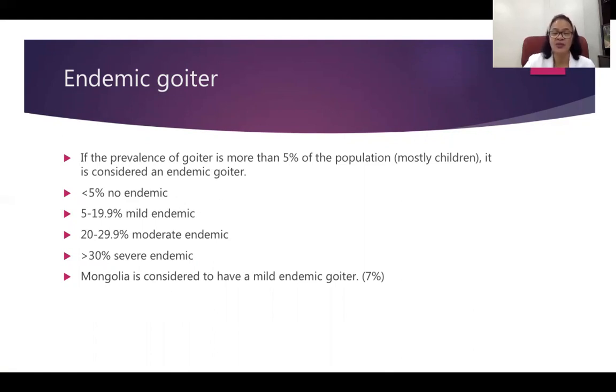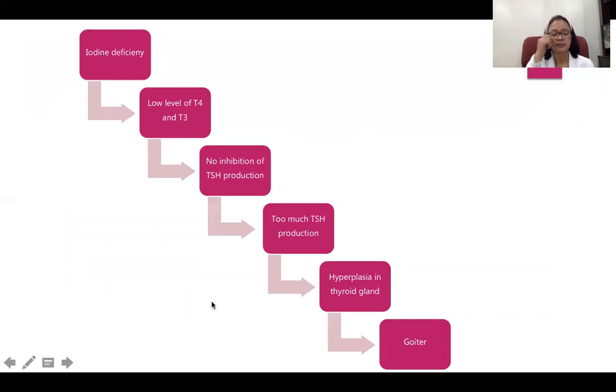The population. So it is already considered endemic if it's more than 5% of the population. If it's less than 5, it's not endemic. 5 to 19.9 is mild endemic. 20 to 29.9 is moderate, and more than 30% is already severe. Okay, so what could be the pathophysiology of this endemic goiter?